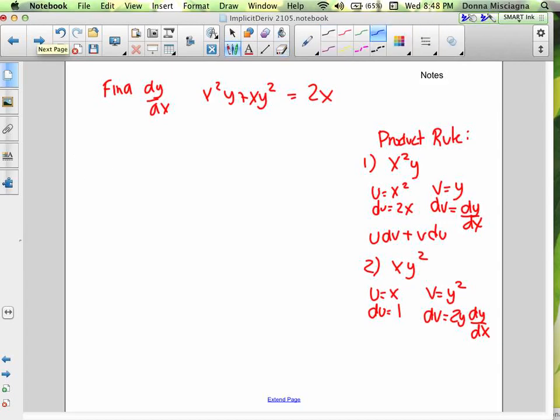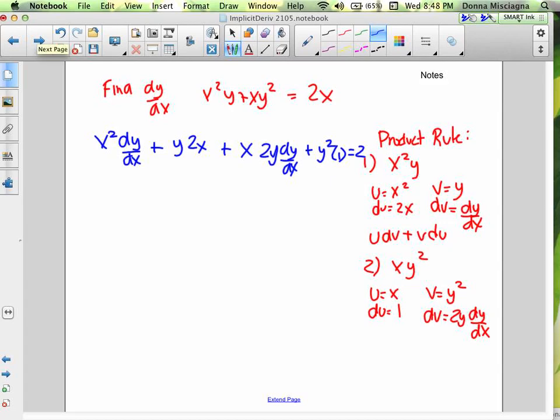That's a product. The derivative of the product x squared y, it pays to look at the entire term, is going to be the first, which is x squared, times the derivative of the second, which is dy dx, plus the second, which is y, times the derivative of the first, which is 2x, plus the first, which is x, times the derivative of y squared, which is 2y dy dx, plus the second, which is y squared, times the derivative of the first, which is just 1. And then equals the derivative of 2x, which is 2.